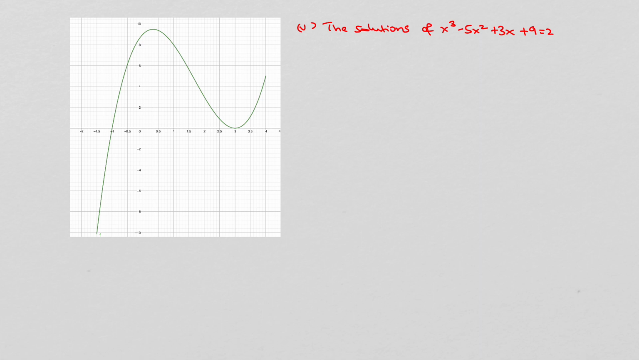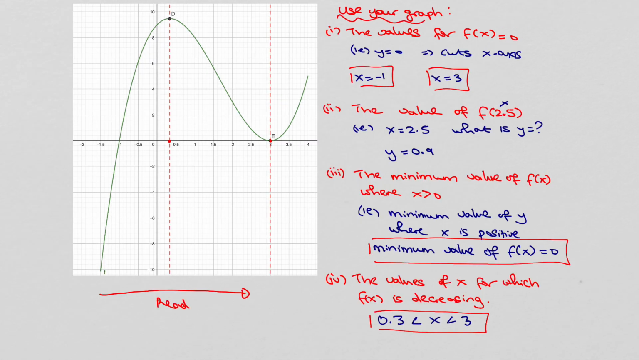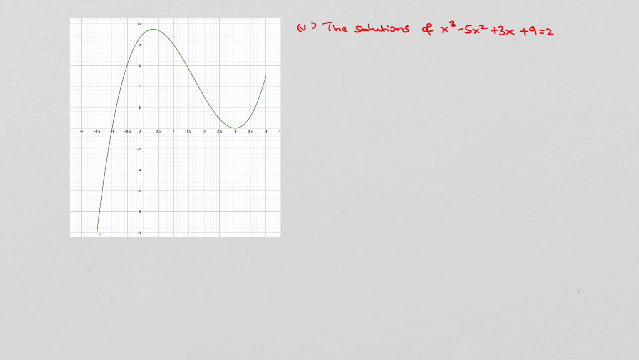Okay, so the next one then is the solutions of x cubed minus 5x squared plus 3x plus 9 equals 2. So remember, the question said we have to use our graph. So we can't use our algebra to solve this. It has to be from the graph. Now, if we spot here, x cubed minus 5x squared plus 3x plus 9 was our function that we were given. So that's f of x. So basically, this question is just asking us to find where f of x is equal to 2. And of course, f of x is the same as saying y equals 2. And y equals 2 is the line that passes through 2 on the y-axis and is parallel to the x-axis.